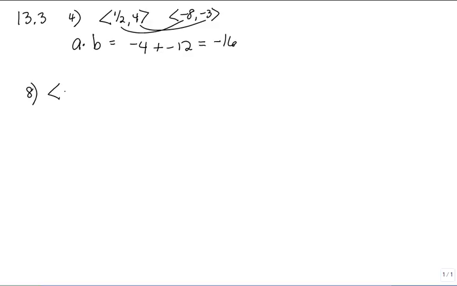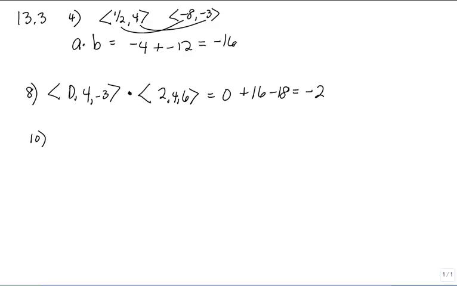I want A dot B: 1, no, 0, because there's no i, 4, -3, dotted with 2, 4, 6, and that's going to be 0 plus 16 minus 18, -2. So remember, when you do a dot product, you just get a real number. Remember, also, we can use this formula.